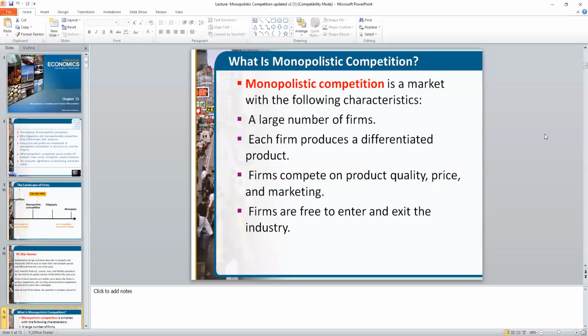So here's the characteristics that we'd expect. Typically a large number of firms, each firm produces a differentiated product. They might be very similar, but they're differentiated. And the firm can compete on quality, location, marketing, and sometimes price, although they try to avoid price competitions. The other thing, like with perfect competition, is firms and consumers are free to enter and exit the market. So we often see lots of companies, and it's relatively easy to enter or leave the market.